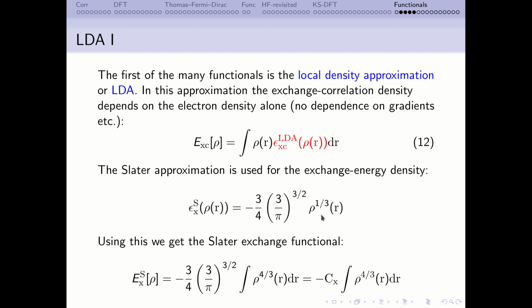Now, if you stare at this for a while, you should realize you've seen it before. When we looked at Thomas Fermi-Dirac theory, we looked at the Dirac exchange functional. It's exactly this one, with the density multiplying it. So this is what the energy functional for the exchange part is. It's minus a constant, which is the constant Cx we've seen before, times the integral of rho to the 4/3 dr. That's it. This is indeed a density functional.